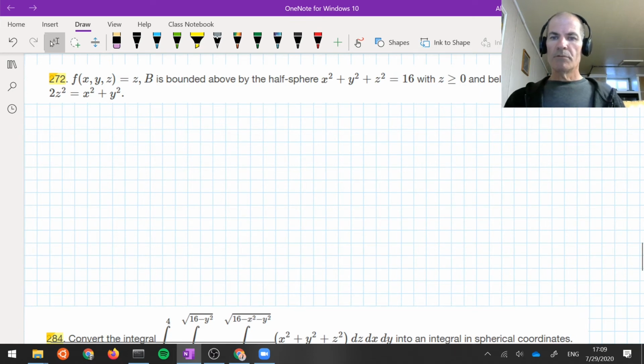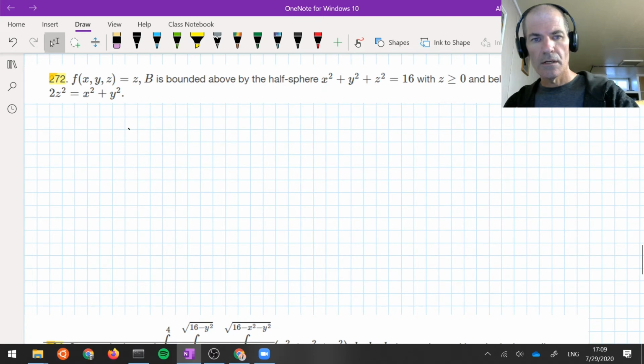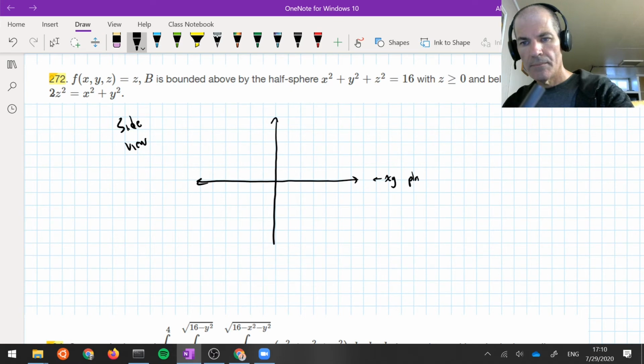B is bounded above by the half sphere with z greater than or equal to 0, and below by the cone 2z squared equals x squared plus y squared. I'm going to do another side view first. Side view. And our side view again is going to be, this is the xy plane, and this is the z axis.